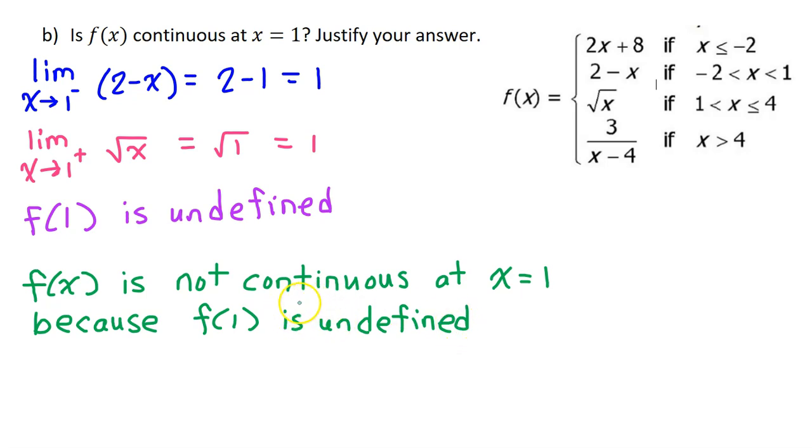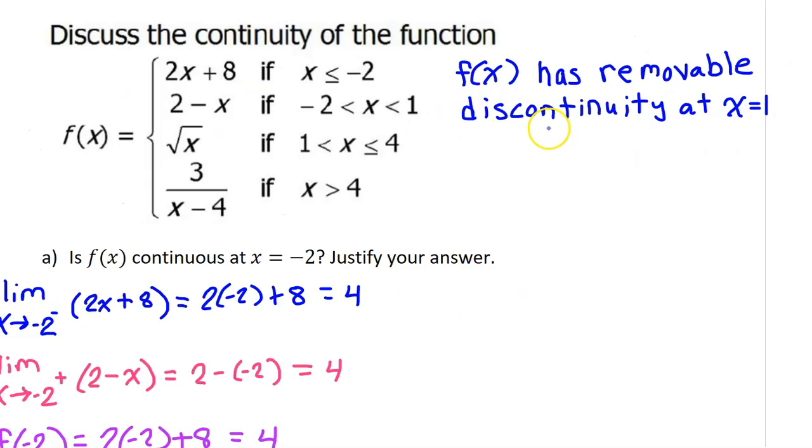But what type of discontinuity is this? Since the limit from the left was equal to the limit from the right, f of x was approaching the same output value from both sides. The fact that f right at 1 was undefined means there must be a hole at that transition point. In other words, f of x has a removable discontinuity at x equals 1.